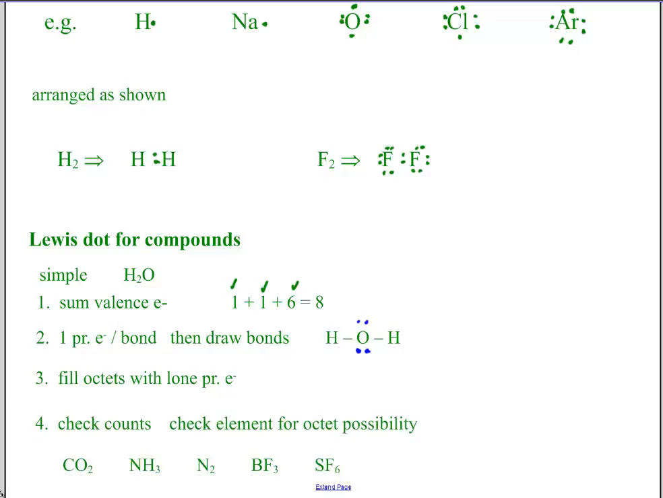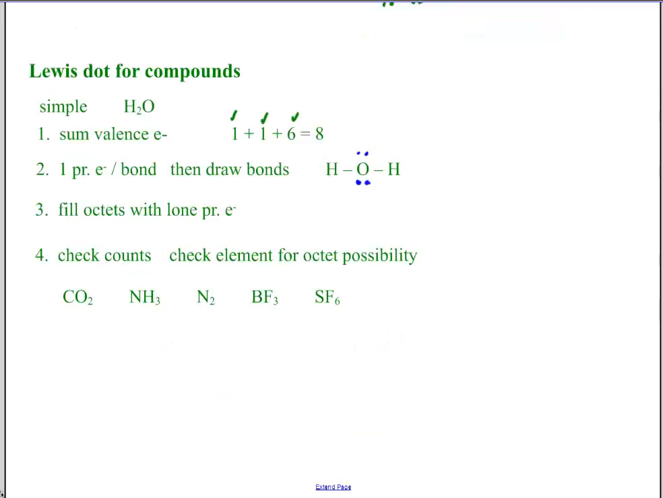Okay, so I'm going to check the count. I have 4 pairs of electrons times 2, that's 8 electrons. Works for me. So let's take a look at these compounds, see if we can draw some Lewis structures, and work through a couple of them. We've seen carbon dioxide. Let's take a look at ammonia.